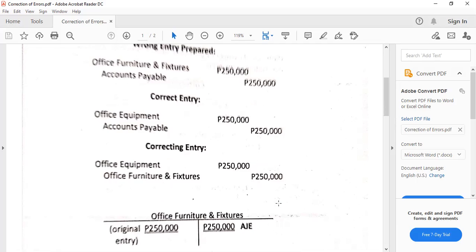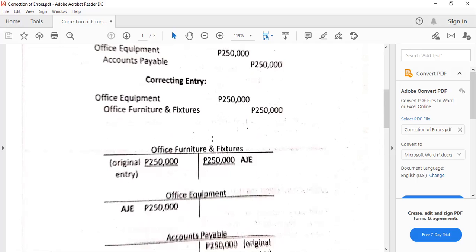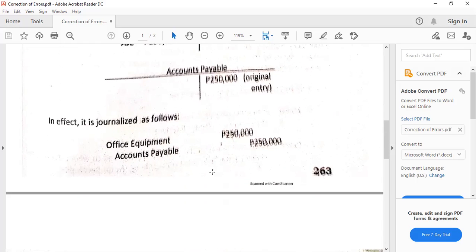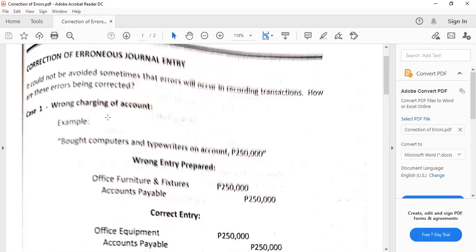Okay, so I hope that is clear. In this case, by this correcting entry, the office furniture and fixtures is closed. It becomes 0, recognizing office equipment because of the adjusting entry, and the accounts payable remains the same because it is correct. So in effect, overall, it is as if we made the correct entry. All right, so this is for the first case wherein we wrongly charge certain account titles. Because again, it's possible that you have multiple errors there.